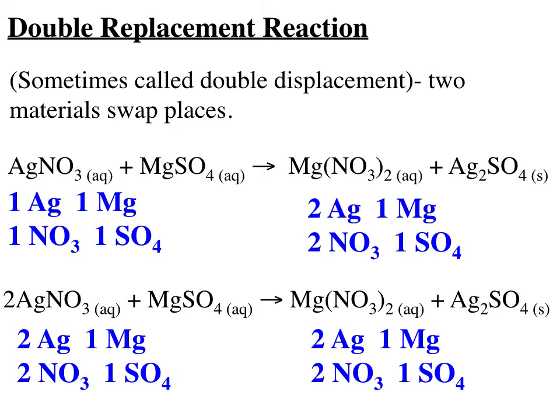Now what we call the solid that comes out, notice the other three components are dissolved in water. The final component is a solid that we call a precipitate. So this is also what is known as a precipitation reaction, because of the formation of the solid silver sulfate.